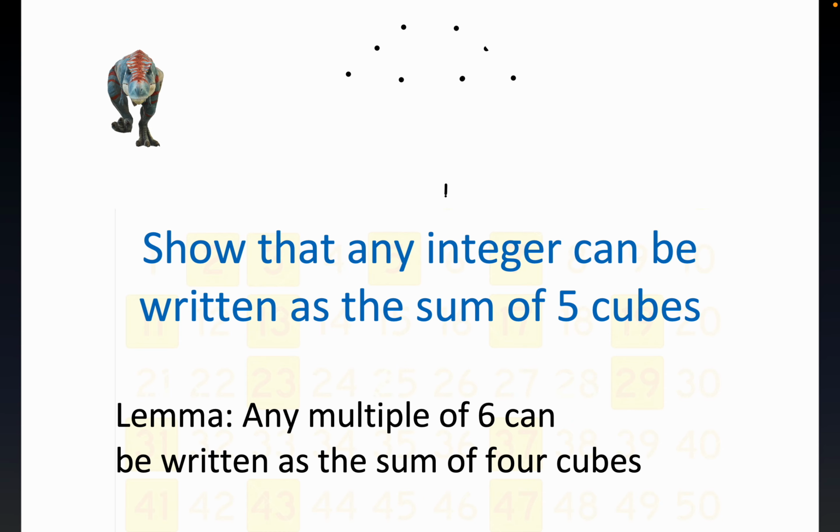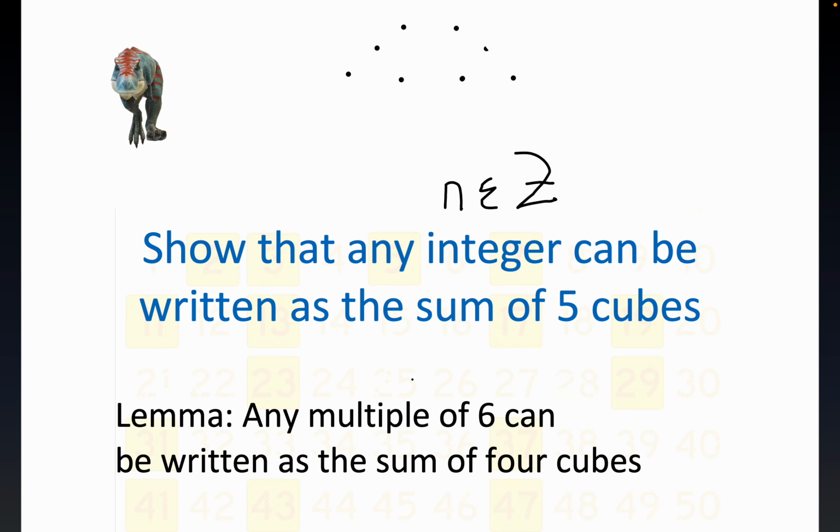Show you that any integer, n is often reserved for integer, and you can do membership uppercase Z here. Okay, that means n is any integer, including 0. Now we're trying to show that any integer can be written as the sum of 5 cubed integers.